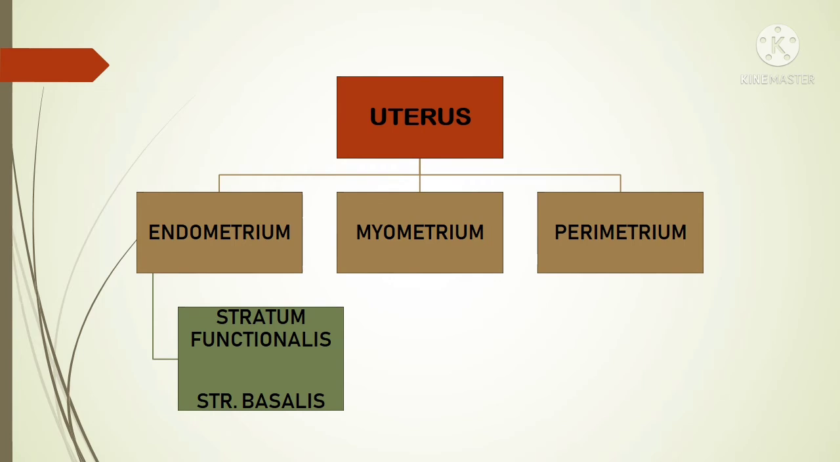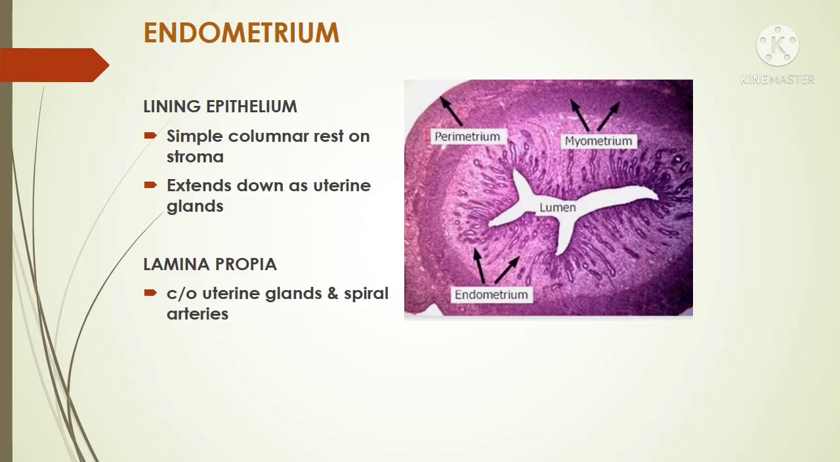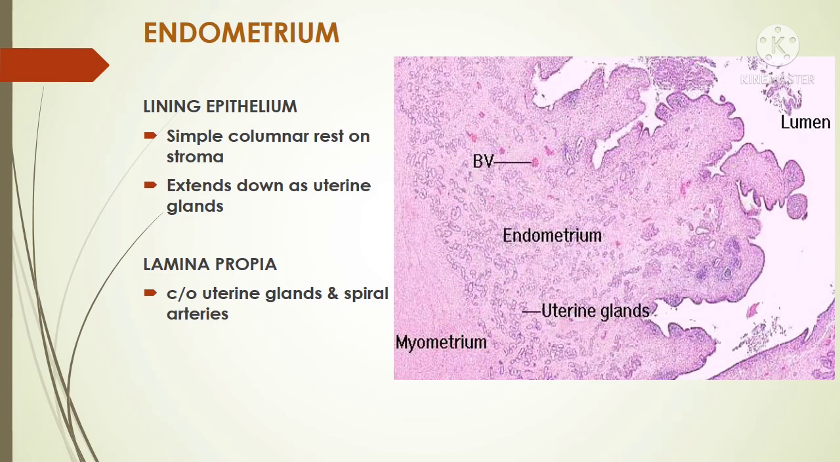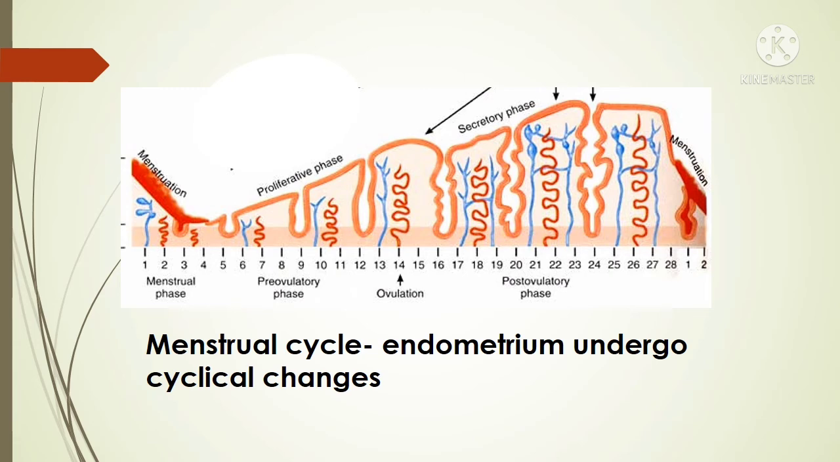The endometrium is lined by simple columnar epithelium, which rests on the stroma and extends down as uterine glands, which dip into the lamina propria, and it also consists of the spiral arteries. During the menstrual cycle, the endometrium undergoes cyclical changes. The menstrual cycle consists of four phases: premenstrual, proliferative, secretory and menstrual phases.